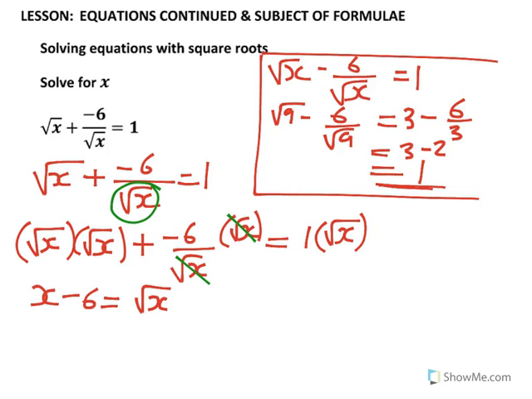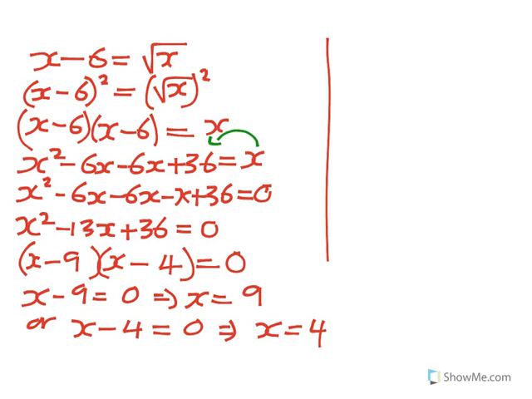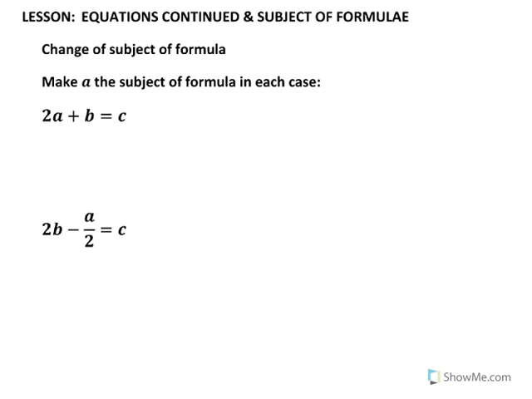So this is a way of testing if your answer was correct or if your answer was wrong. So here it shows that 9 is correct. You can also do and check with the other one.